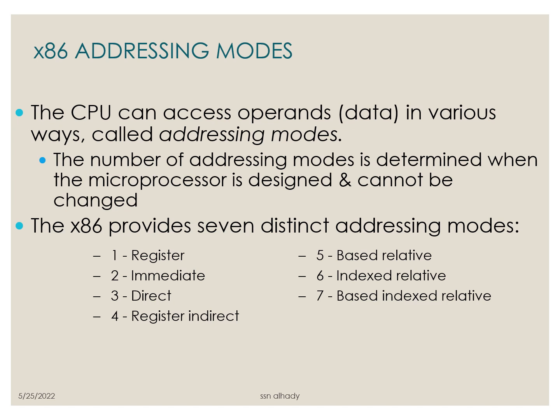Okay, now we look at addressing mode. In the CPU, we can access operands in various ways. It is what we call the addressing mode. The number of addressing modes is determined when the microprocessor is designed and cannot be changed. In the 8086, there are 7 distinct addressing modes. We have register, immediate, direct, register indirect, base relative, index relative, and then base index relative.